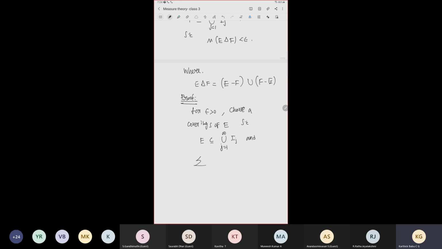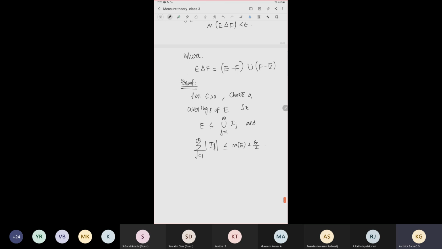this follows from outer measure. Actually, we can find such a cover because this follows from the definition of infimum: for any epsilon we can find a cover such that the sum of their lengths is less than or equal to epsilon, I mean epsilon by 2. So this follows from the definition of infimum. We can always find such a cover since E is measurable. So we have such a cover.